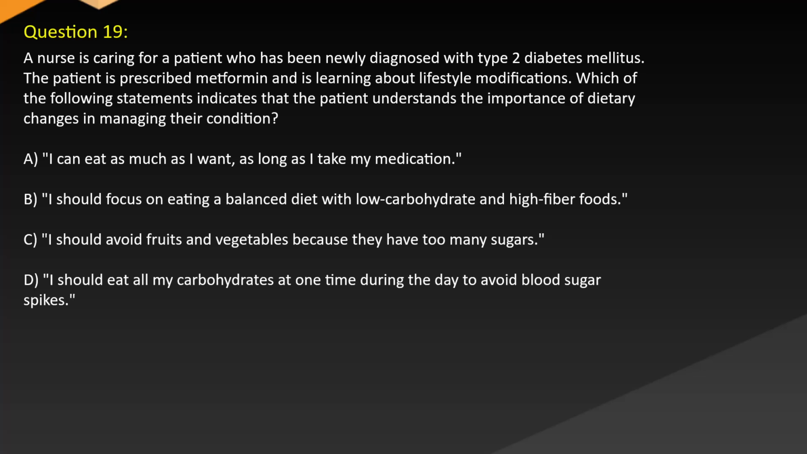A. I can eat as much as I want, as long as I take my medication. B. I should focus on eating a balanced diet with low carbohydrate and high fiber foods. C. I should avoid fruits and vegetables because they have too many sugars. D. I should eat all my carbohydrates at one time during the day to avoid blood sugar spikes.